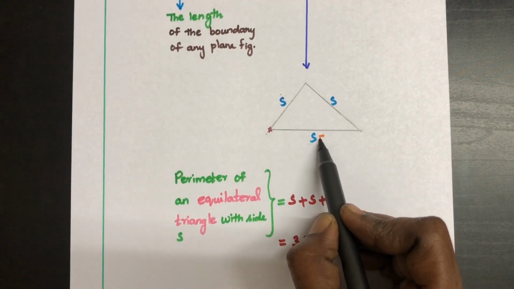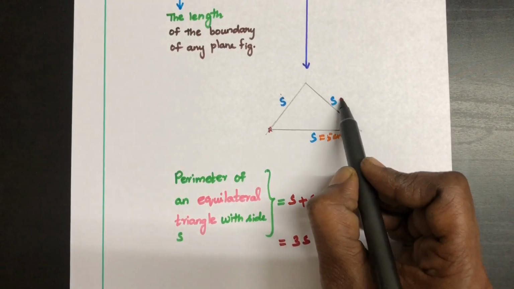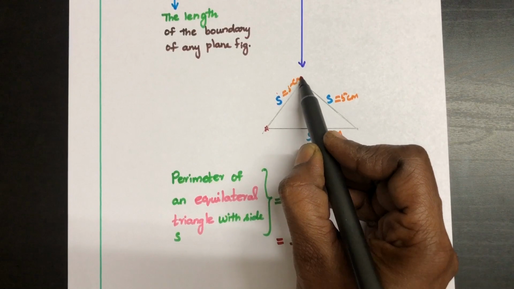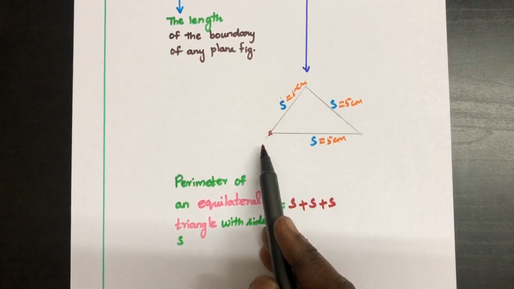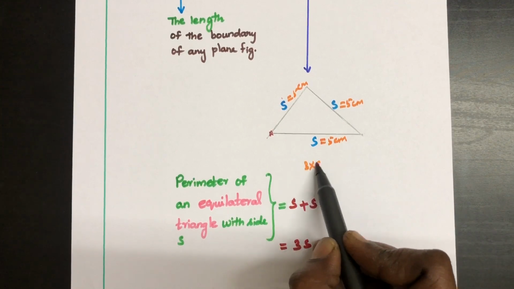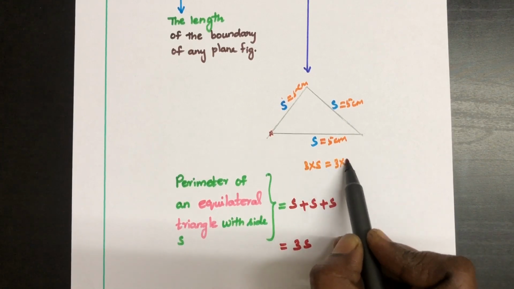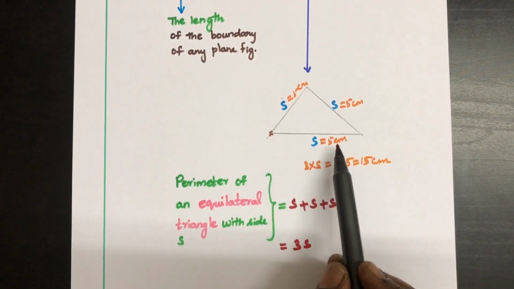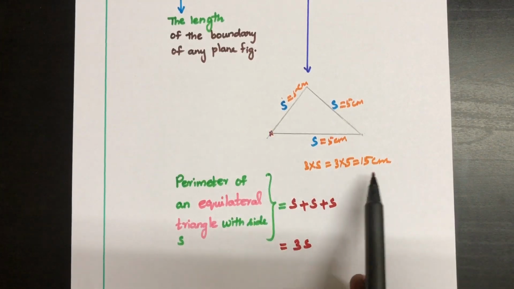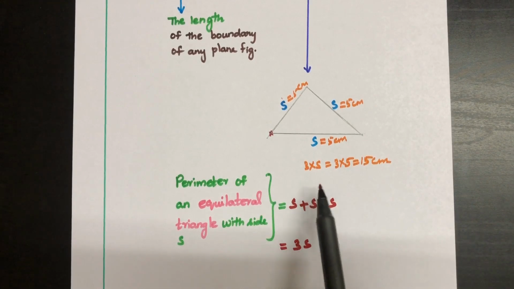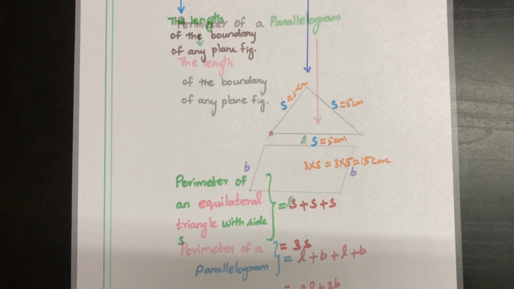Suppose the side is 5 centimeter. So all become 5 centimeter, because in an equilateral triangle the sides are equal. What is the perimeter of this equilateral triangle with the side equal to 5 centimeter? It's very easy. 3 into S equals 3 into 5, which is 15 centimeter. Otherwise 5 plus 5 plus 5 also gives us 15 centimeter. Instead of adding all the sides separately, this is the formula: 3 into S is the perimeter of an equilateral triangle.